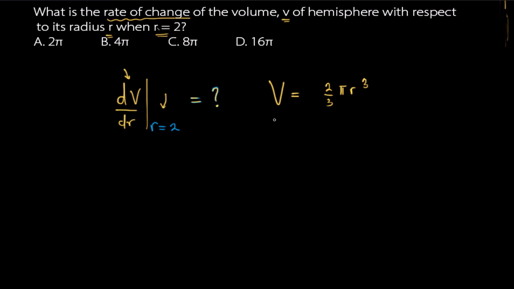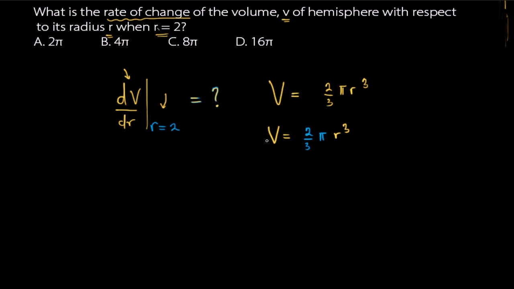Now, let me write this in a clearer way. So you have V equals 2 over 3 pi r cubed. 2 over 3 is a constant. Pi is also a constant. So we want to find dV/dr.